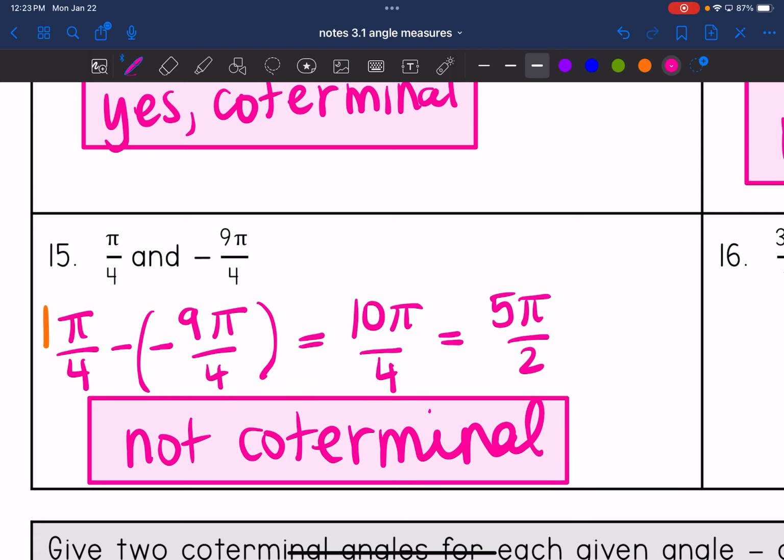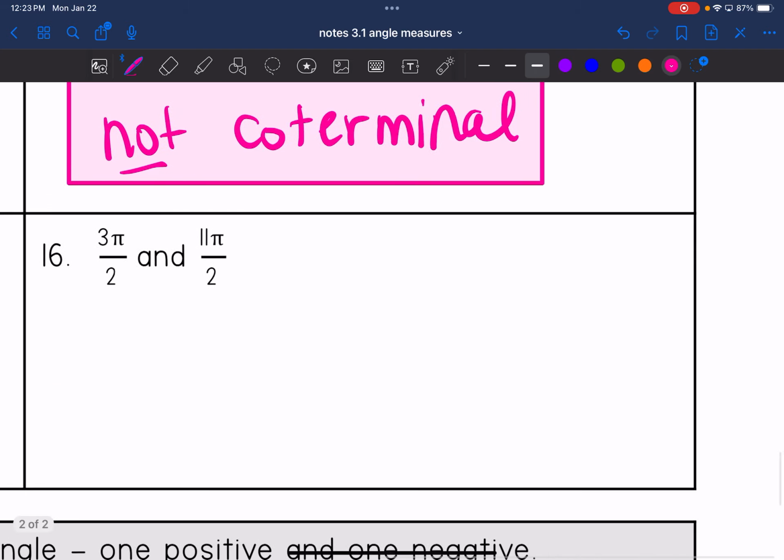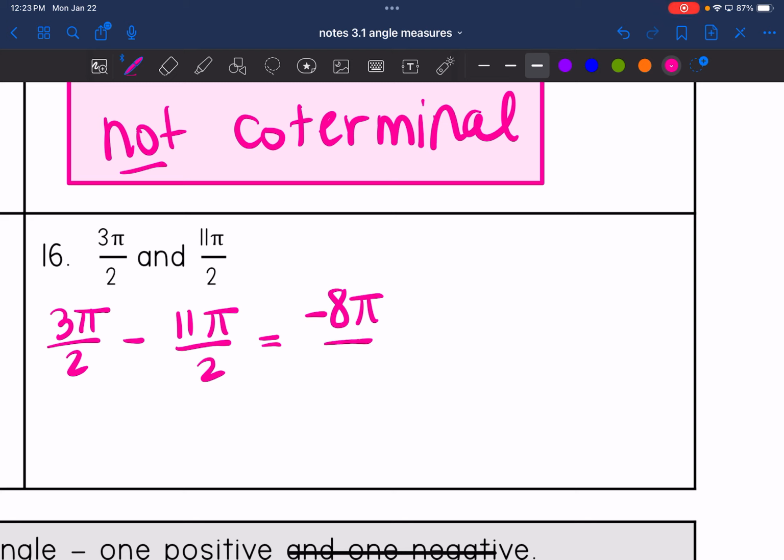Okay, and then one more for practice. 3 pi over 2 and 11 pi over 2. Okay, they already have the same denominator, so we're just going to subtract across. 3 minus 11 gives me negative 8. So that would be negative 8 over 2, which if I simplify that, it's just negative 4 pi. 8 divided by 2 is 4.